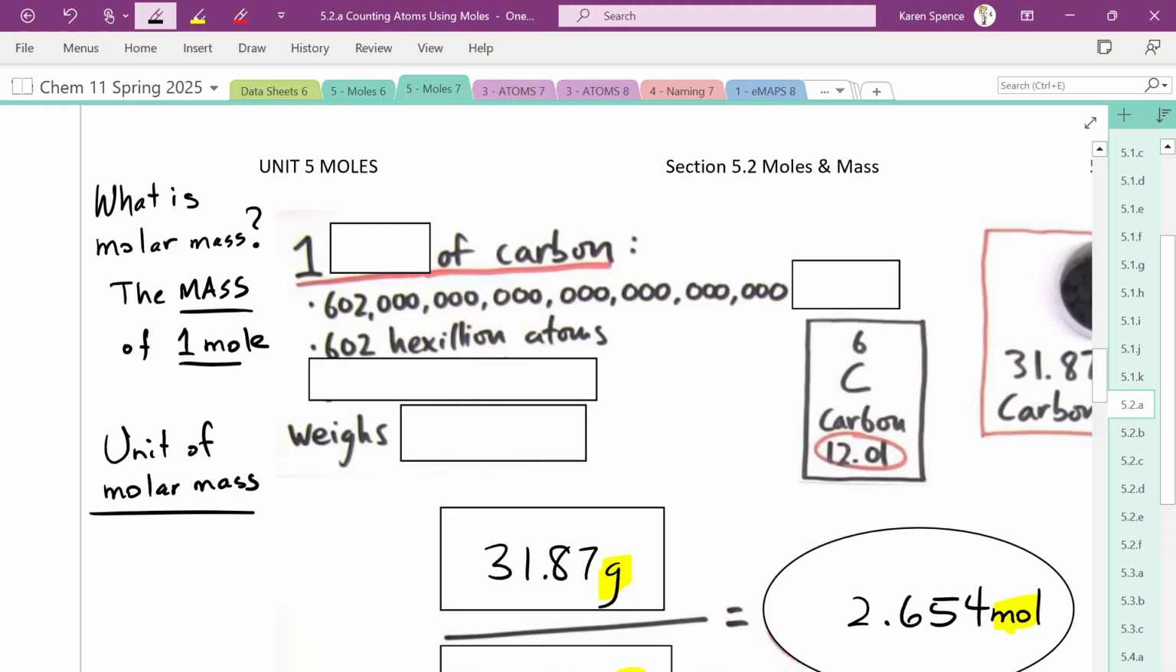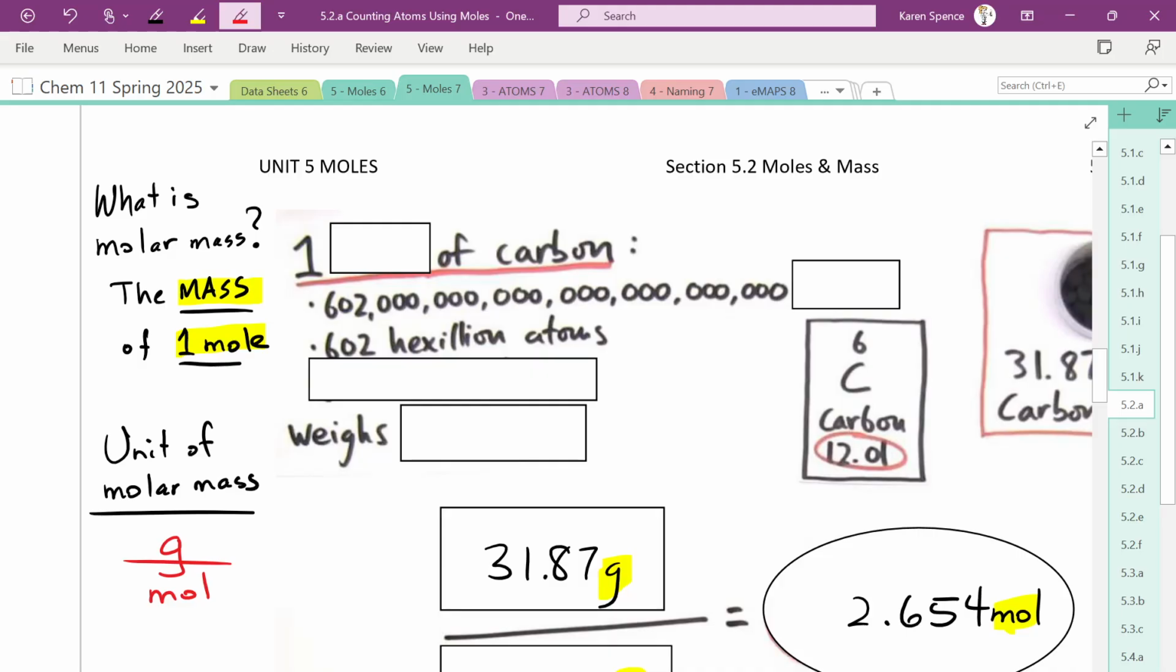No, that's atomic mass units. And remember, an AMU is actually 1/602 hexillionth of a gram. Okay? What is the unit of molar mass? That's part of it. Let's take a look. It is the mass of 1 mole. So it is literally grams per mole.